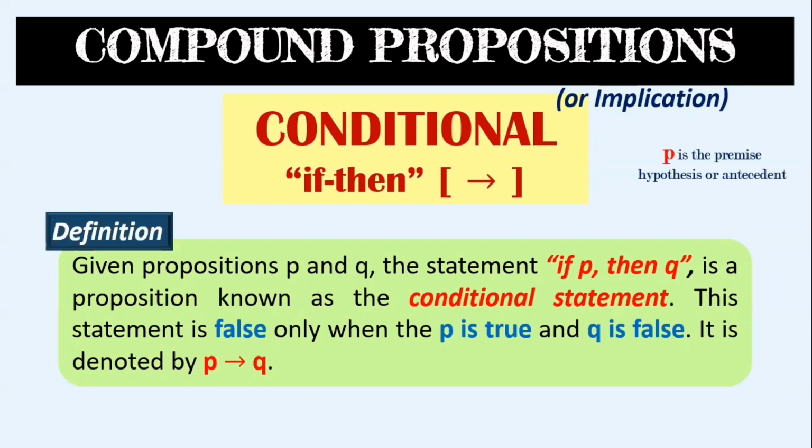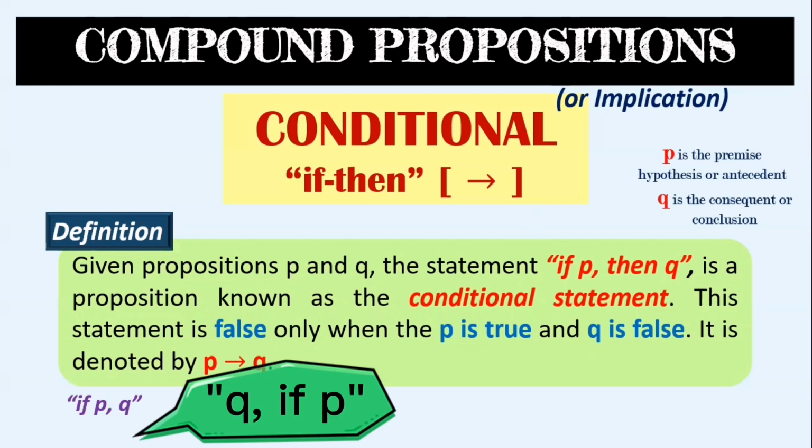Okay, it is denoted by the symbol. So, wherein ang P natin is the premise, hypothesis, or the antecedent. And then ang Q natin is consequent or the conclusion. So, ito yung mga pwede nating gamitin in replacement do sa if P then Q. Pwede tayong gumamit ng if P and then state mo na yung Q. O kaya pwede kang gumamit ng Q muna, tas comma if P.